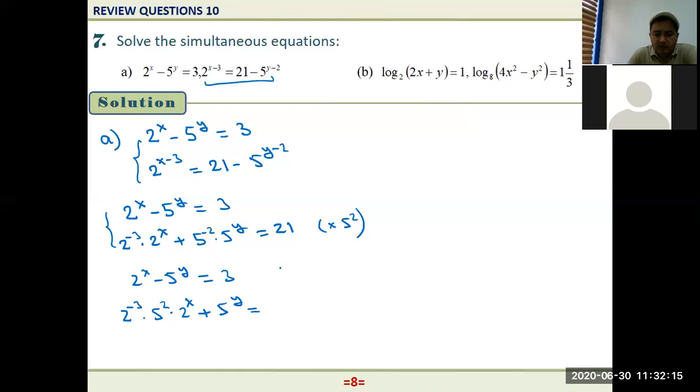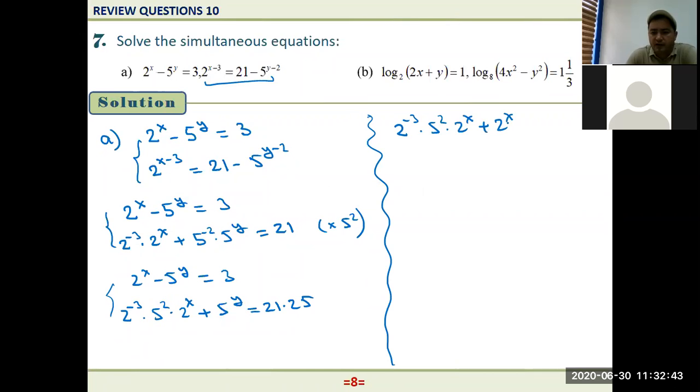How about on the right hand side? Here we have 21 times 25. Now, if you just add side by side, here we have minus 5 to the power y plus 5 to the power y, right? They cancel out each other. What we have here? Here we have 2 to the power minus 3, here we have 5 squared, and 2 to the power x plus 2 to the power x, right? We are just adding. The y terms are gone. Equals 3 plus 21 times 25. We can simplify this, but I'm going to evaluate it a bit later.